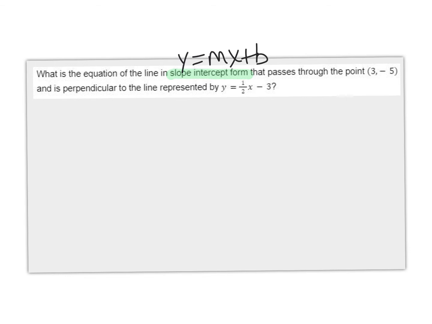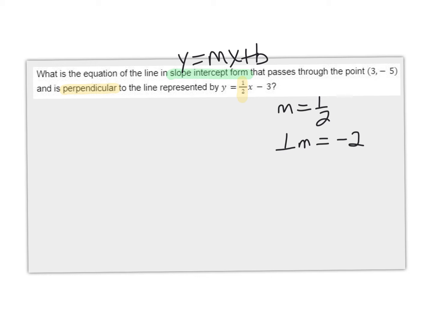Okay, but we are told that the equation passes through the point 3, -5 and it's perpendicular to this line represented by this equation. So another thing I want to highlight is perpendicular. So we need to know the slope. And fortunately, this one is in y equals mx plus b already. So we know it has a slope of 1/2. Well, if an equation has a slope of 1/2, then the perpendicular slope would be the opposite reciprocal, which is -2. -2/1, which is -2.